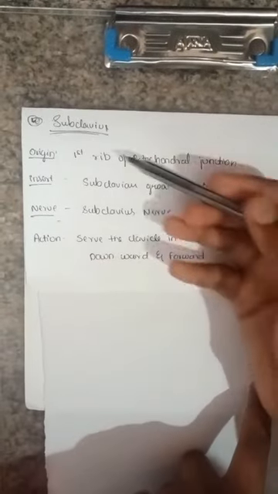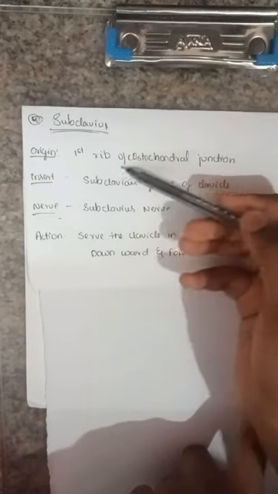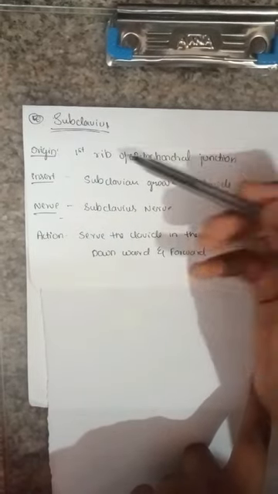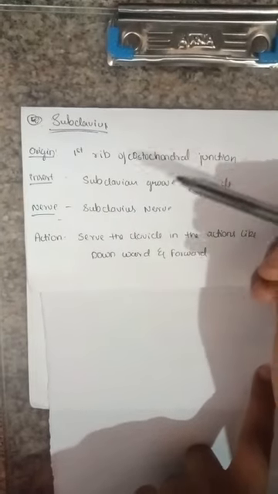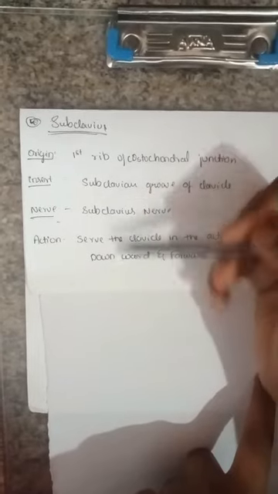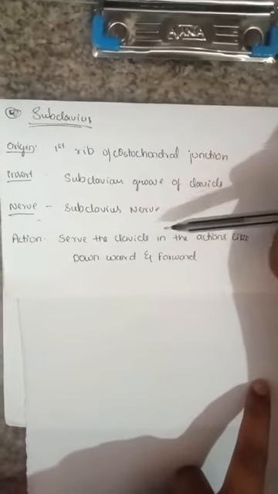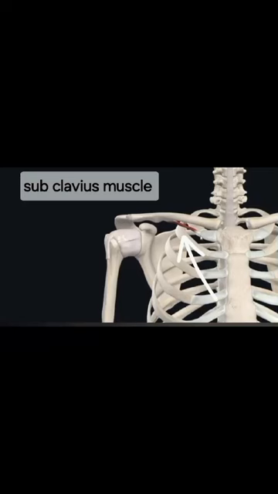Now let us discuss the subclavius muscle. The subclavius muscle originates from the first rib at the costochondral junction and gets inserted into the subclavian groove of the clavicle. The nerve supply to this muscle is the nerve to subclavius, and the major action of this muscle is to serve the clavicle in actions like downward and forward movement. As you can see in the diagram, the subclavius muscle is originating from the first rib at the costochondral junction and getting inserted into the subclavian groove of the clavicle.